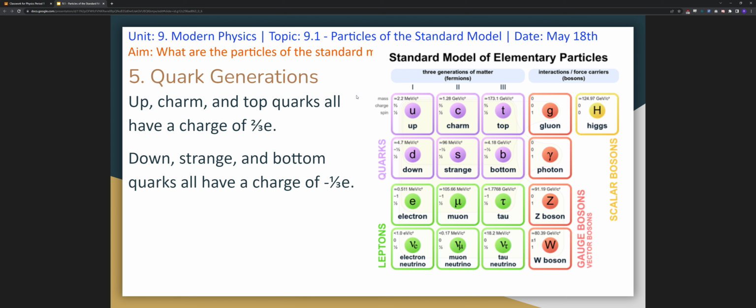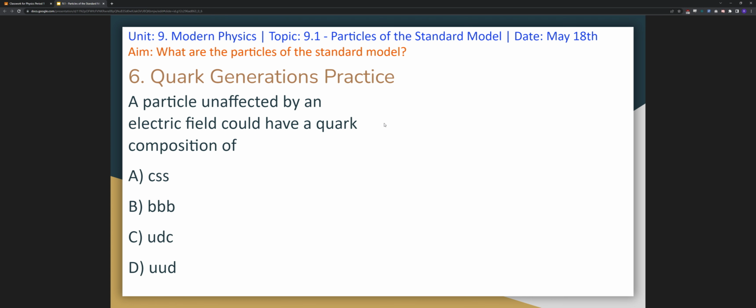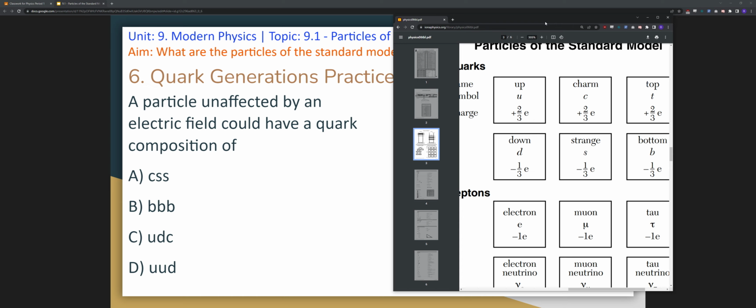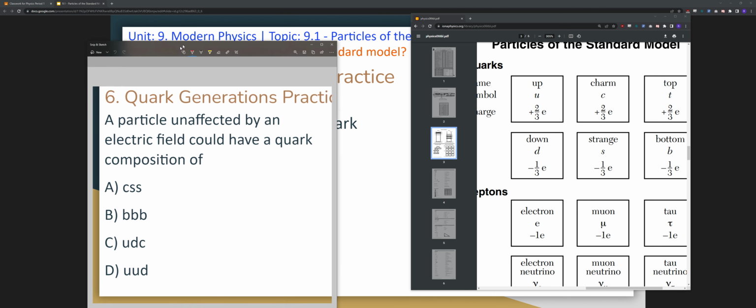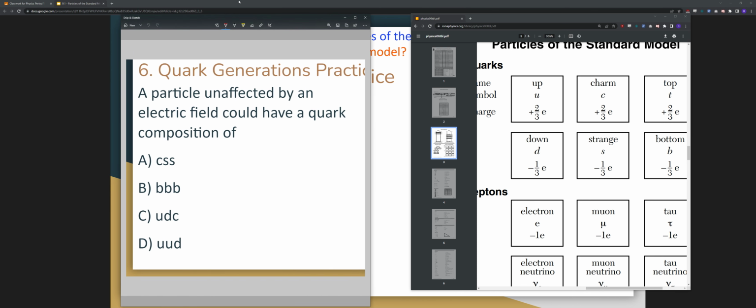So here we have the three, again, up, charm, top quarks all have a charge of positive 2/3 e, and down, strange, bottom all have a charge of negative 1/3 e. So a particle unaffected by an electric field could have a quark composition of what? Here we're using our reference table for this. When it says unaffected by the electric field, that means they're looking for a neutral charge. So you're looking for a choice that gives you a charge of 0. This question is kind of easy because the answer is the first choice, CSS.